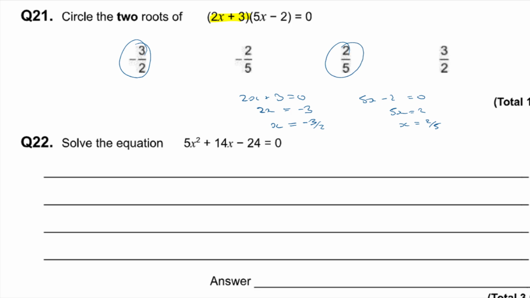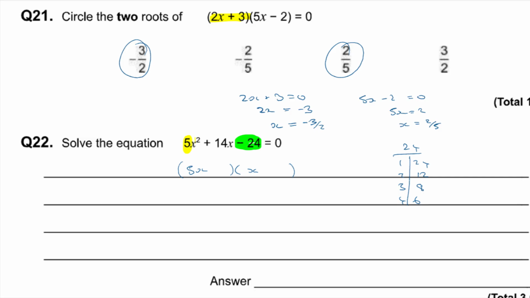22, solve the equation 5x squared plus 14x minus 24. Now I have a lead coefficient of x squared here, but because it's prime, if it factorises, there's only one way it's going to go, isn't it? And that's 5x and x. 5 has only got two factors, 1 and 5, so that makes things easy. Let's have a look at the other number, minus 24. Let's think about the factor pairs of 24. That unfortunately has lots of factors. 1 and 24, 2 and 12, 3 and 8, 4 and 6. So it's going to be one of those pairs.